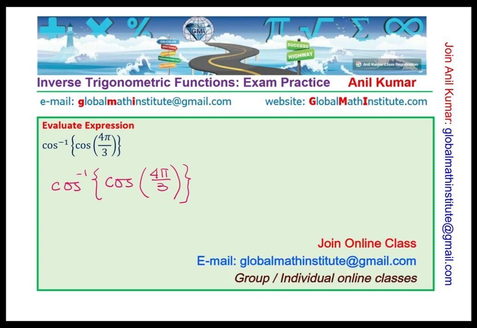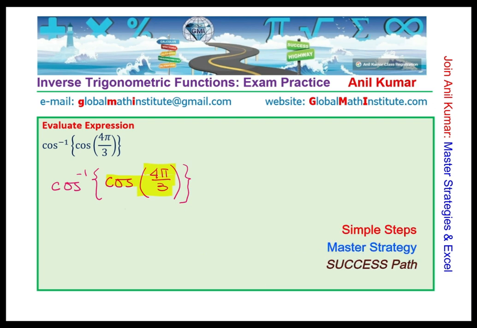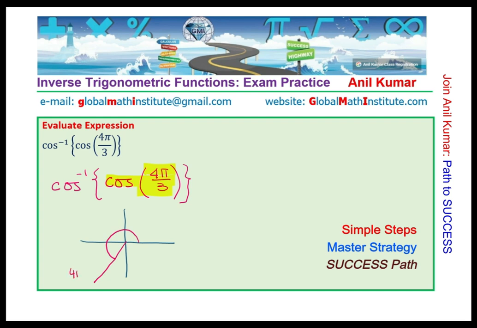Perfect. So in any composite function, we should always begin with the inside function. So let's analyze what is cos 4 pi by 3. Here we have our quadrant. 4 pi by 3 means that you are in quadrant 3, correct? So that is 4 pi by 3. Now, as you know, the cos inverse function is actually defined in quadrants 1 and 2.